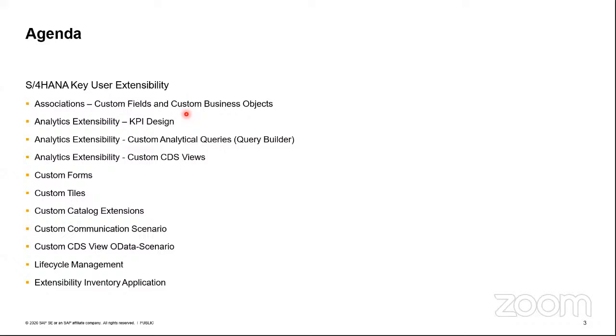Who is in-app extensibility targeted to? In-app extensibility is targeted towards a business user or a key user, and hence it is also known as key user extensibility. That is the reason why it is called key user extensibility.